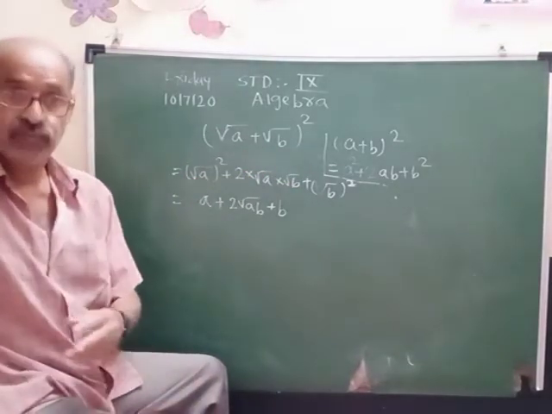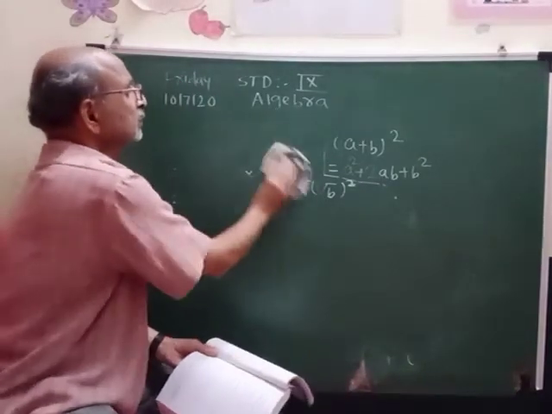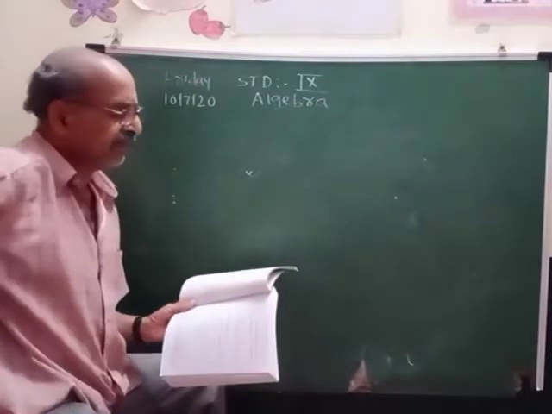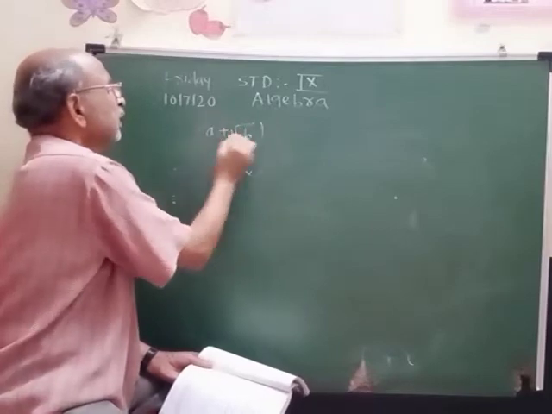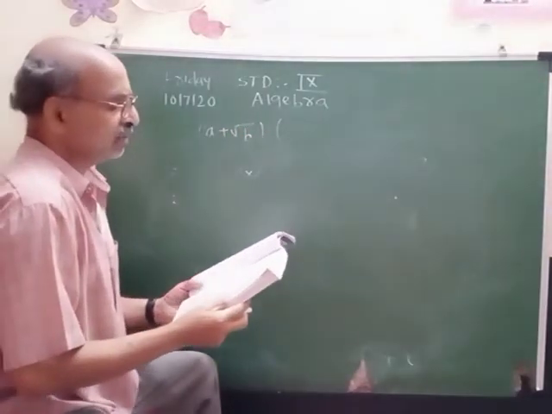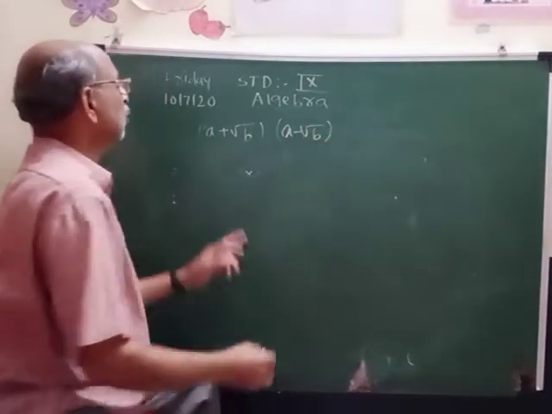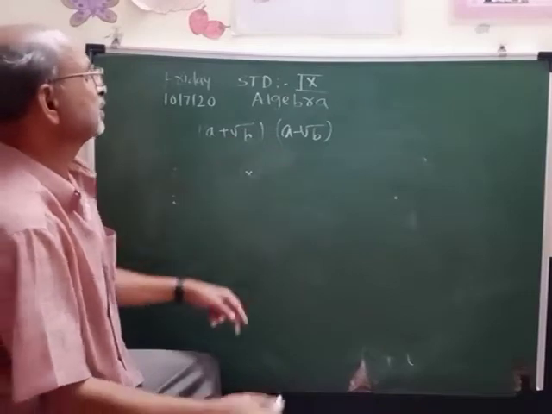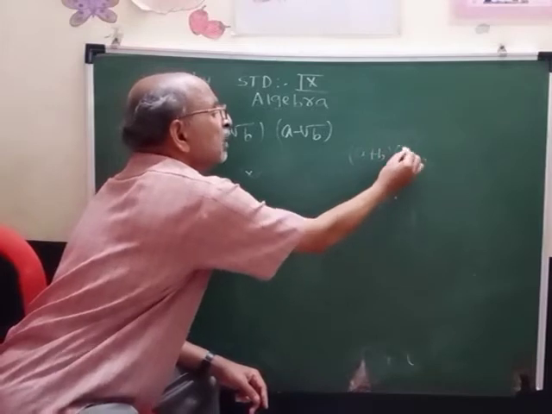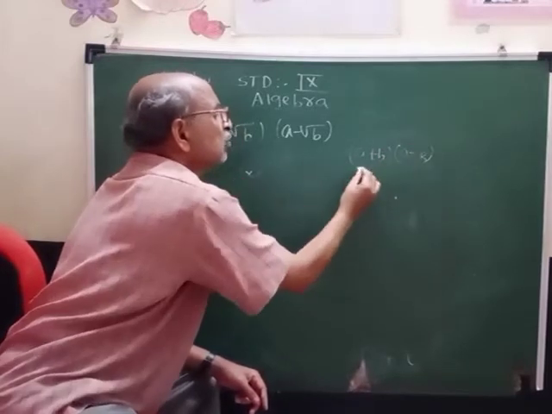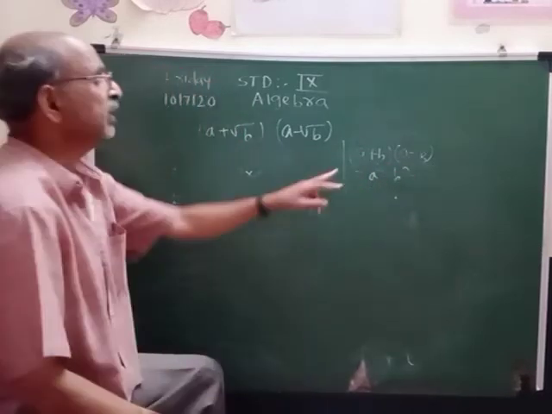Now one more identity we will see. The third identity is (A plus root B) into (A minus root B). Now in both the brackets the numbers are the same, so the identity is (A plus B) into (A minus B), which you know, and this will become A square minus B square. This is the identity which we have studied in the 8th standard.